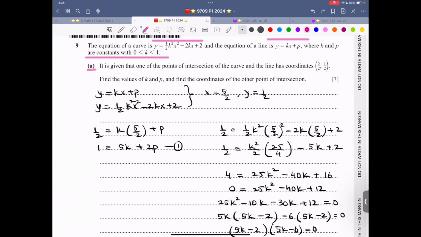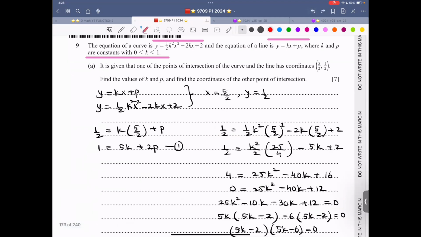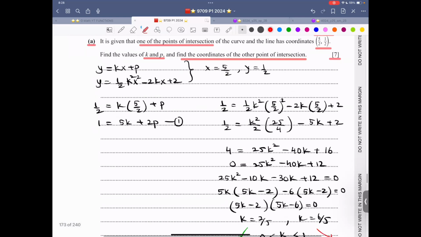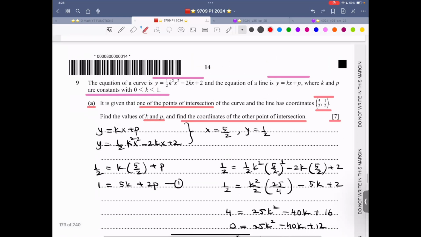The first part says it is given that one of the points of intersection of the curve and the line has coordinates such and such. Find the values of K and P. Find the coordinates of the other point of intersection. That's for 7 marks. Easy, but lengthy. Now, the very first thing that people think is that it might be about B square minus 4AC. It's not at this stage because this is like simultaneous. So the first step is about simultaneous equations.